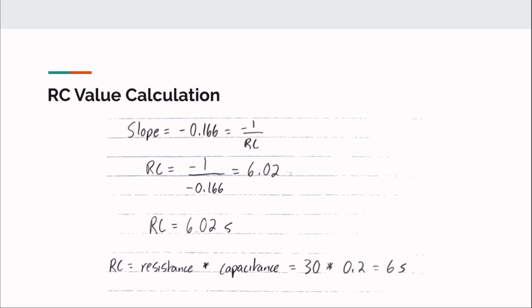First, using the experimental data and the slope that I found in the previous slide, I set the slope equal to -1 over RC, and I found the RC value to be 6.02 seconds. Next, I used the formula to compute it and found that the RC value was 6 seconds, and comparing those two values, we see that they are very similar.